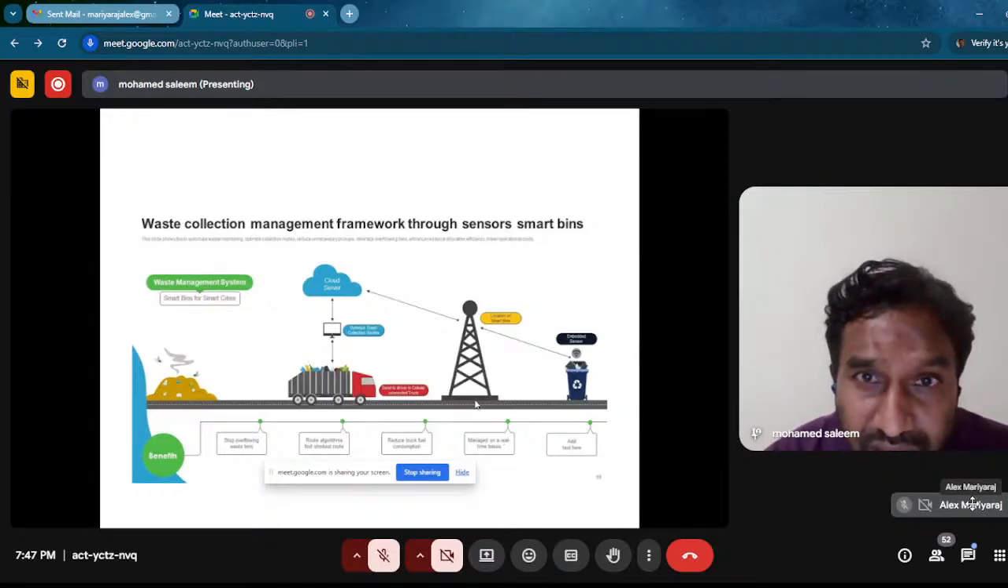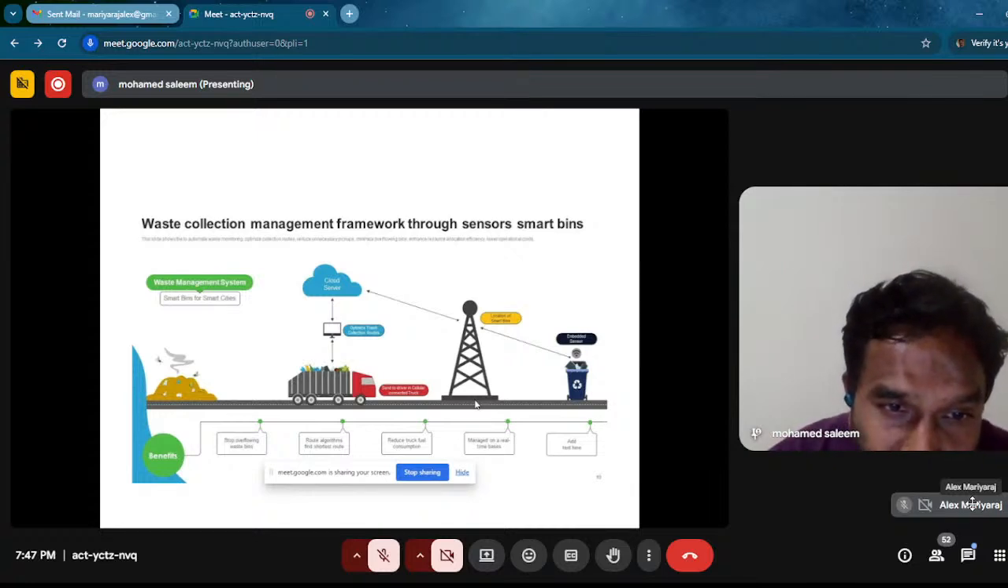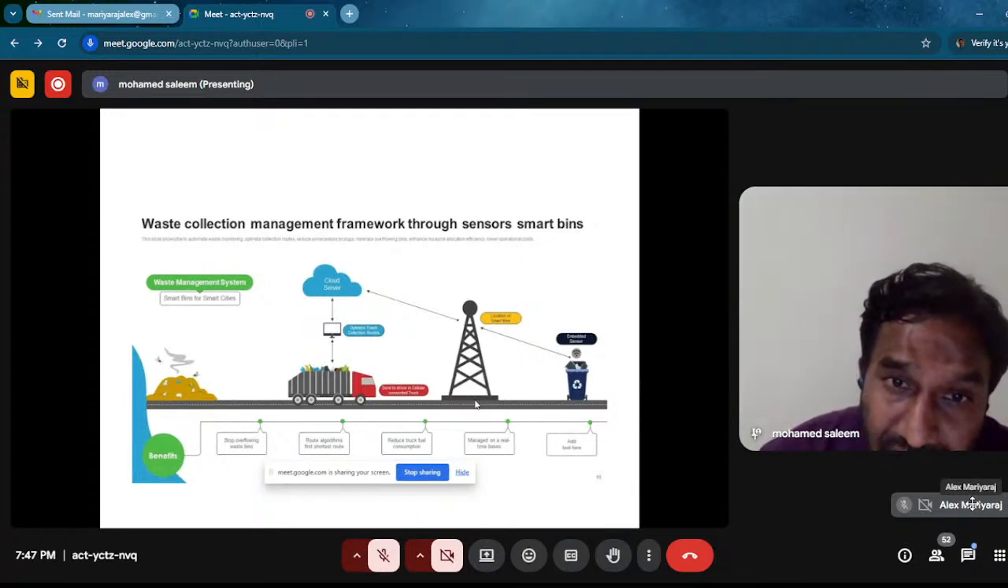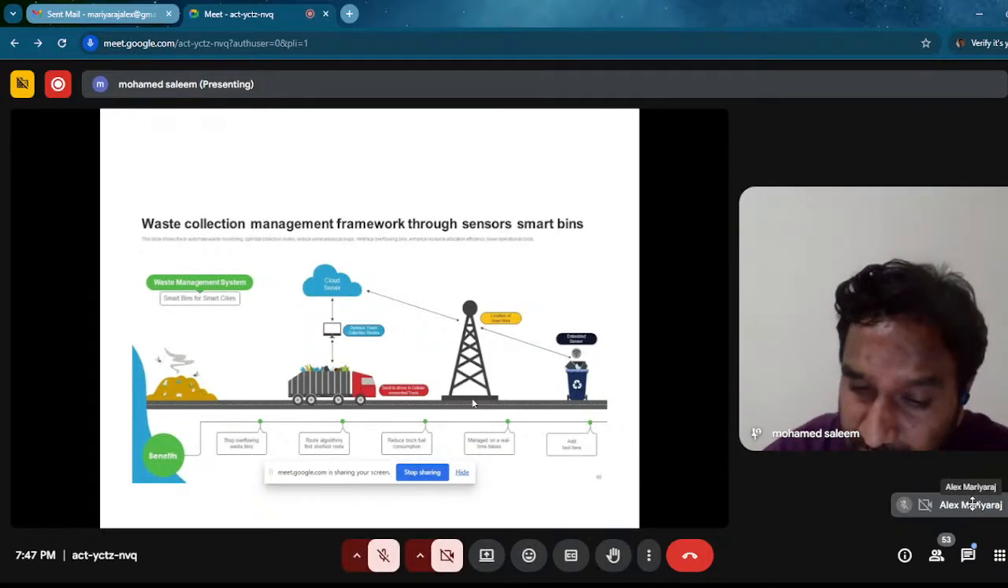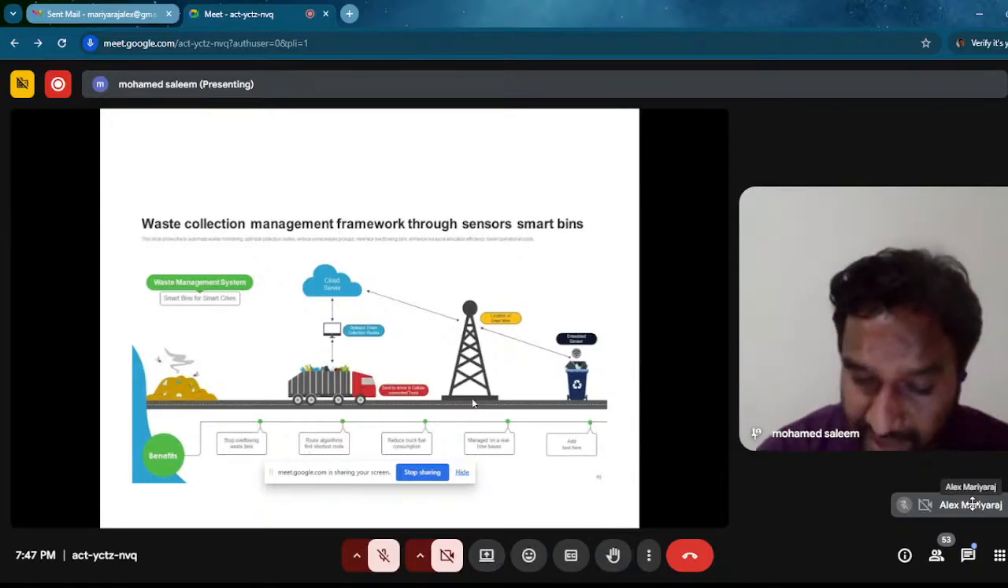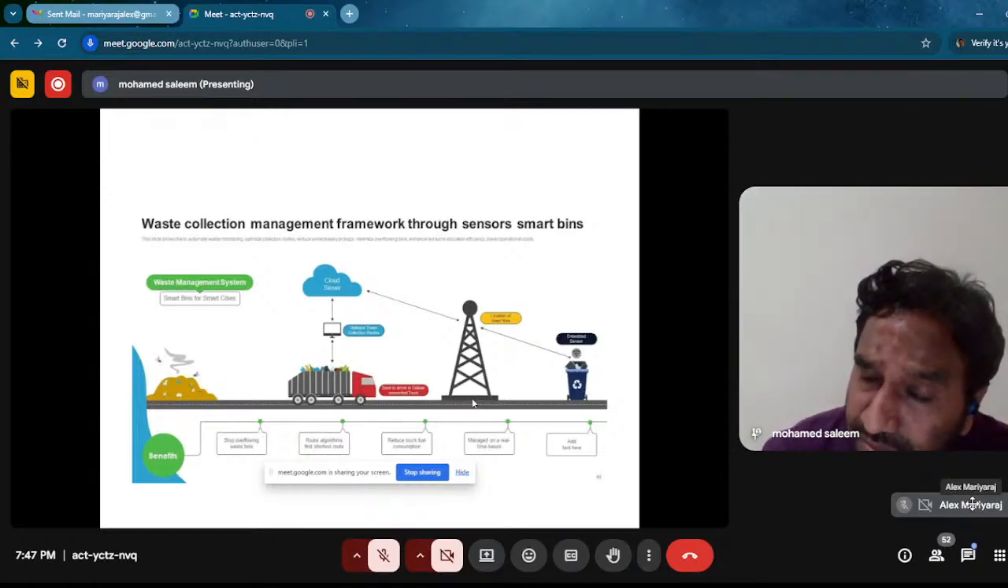These are all another framework from the smart bins, how the smart bins work to stop the overflow of the waste bins, and also the routing algorithm for the truck to find the shortest way to collect. This will help reduce fuel consumption, and also there is a real-time database for monitoring the process.